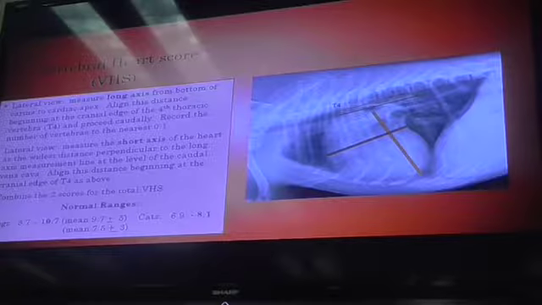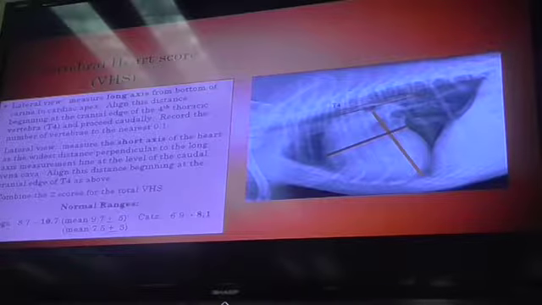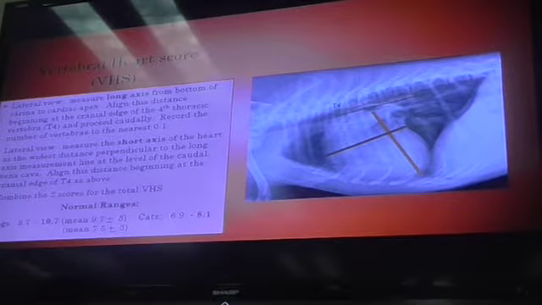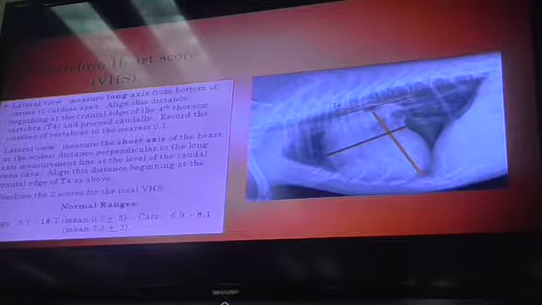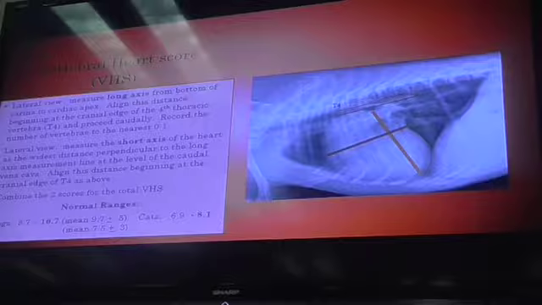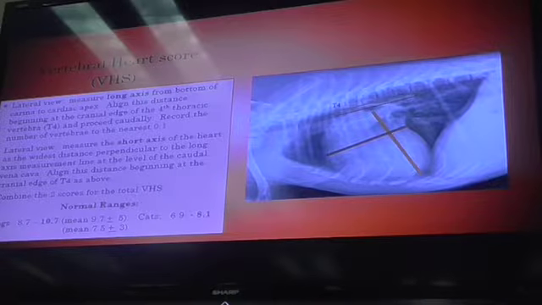So just remember those parts: long axis, short axis. Knowing where the carina is, where the caudal vena cava is, where the apex, where the cranial margins, and where T4 is, okay? And then you know where your upper ends of normals are.